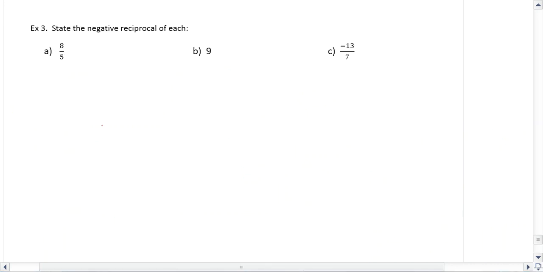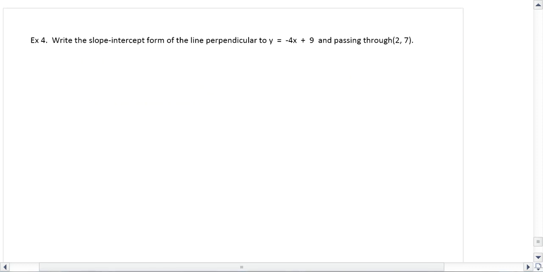Example 3 is just a quick exercise on taking the negative reciprocal of a number. The negative reciprocal of 8/5, since it's positive, it would be negative 5/8. So these two numbers represent slopes of lines that are perpendicular to one another. The negative reciprocal of positive 9 would be negative 1/9, and the negative reciprocal of this would be a positive 7/13. And once again, these are slopes of lines that meet each other at 90 degrees. So let's use that knowledge now.